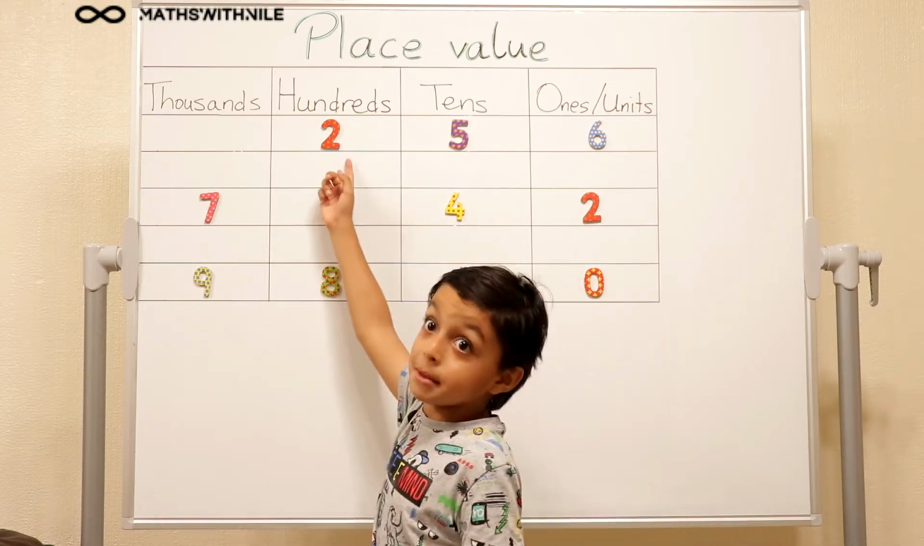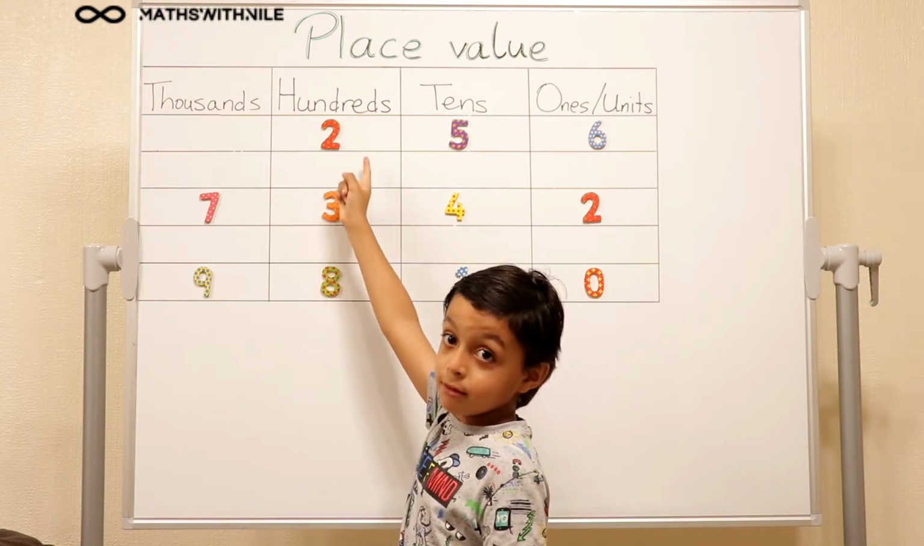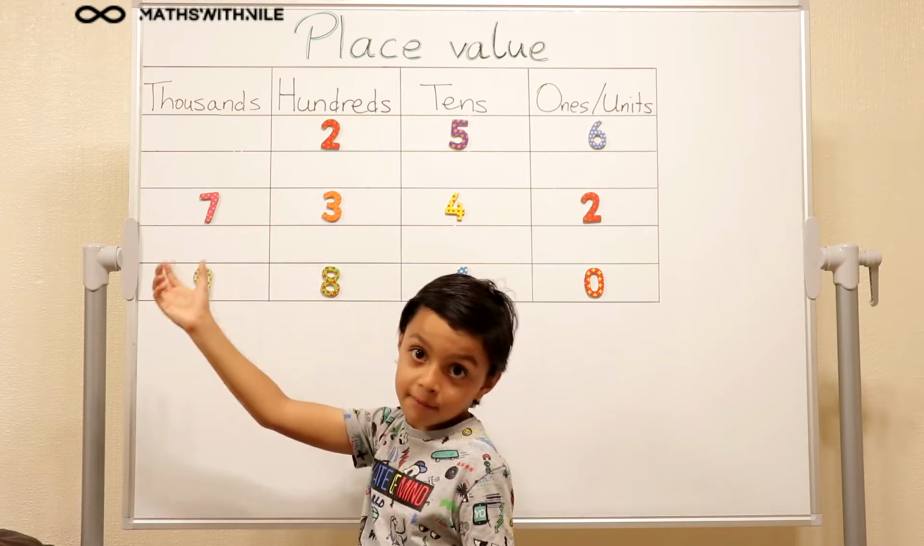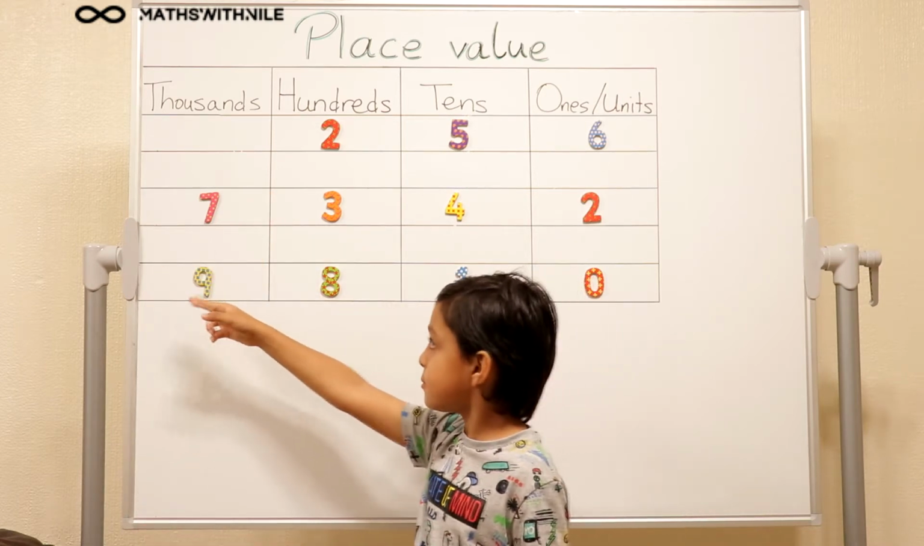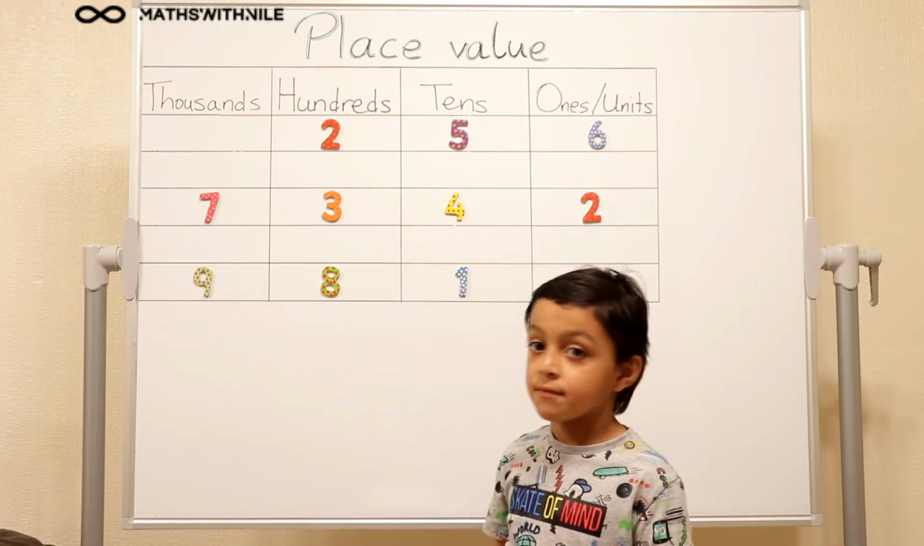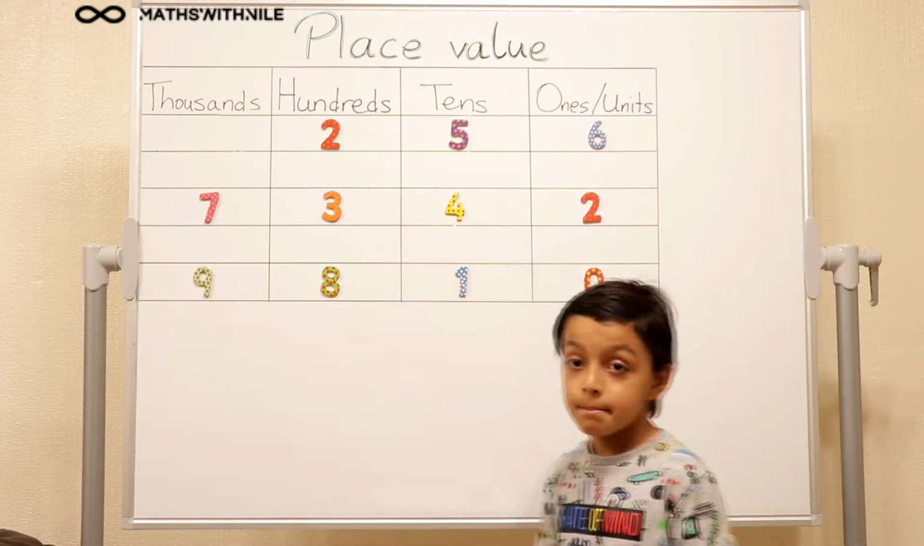Which one of those numbers have the most amount of thousands? Oh, it can't be this one. This doesn't have any thousands. So how many thousands does that first number have? 0, no thousands. And which one has the most number of thousands? This last one. Okay, 9 thousands compared to 7 or 0.